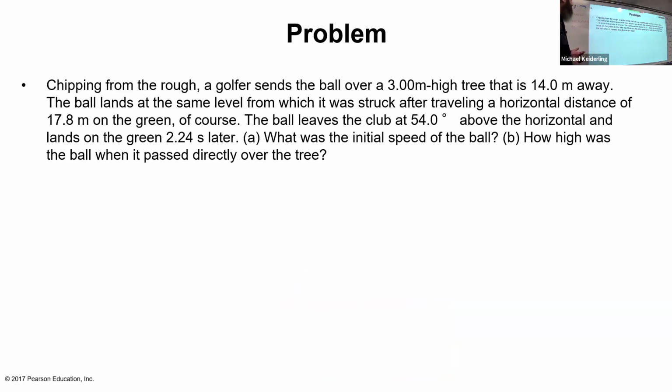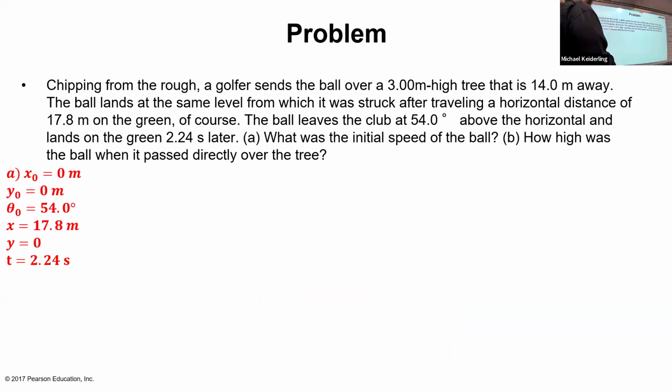So as an approach, we know x naught is 0, y naught is 0. We know our initial angle is 54 degrees. We know our final position in x is 17.8 meters, and our final position in y is 0. We know the time was 2.24 seconds. We know what g is. We want to find the initial velocity.